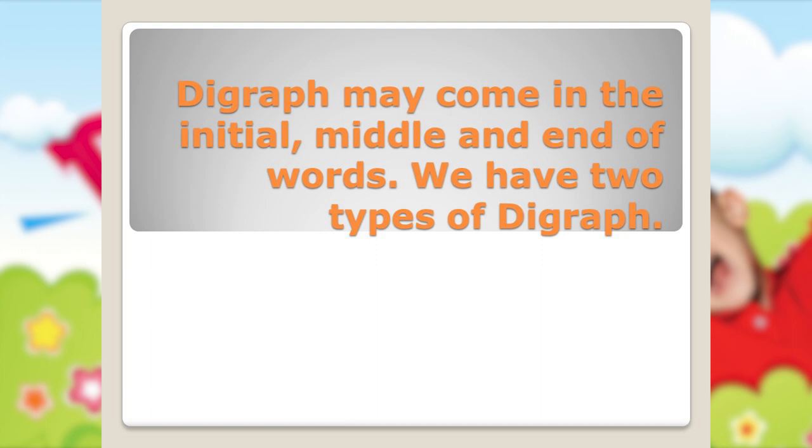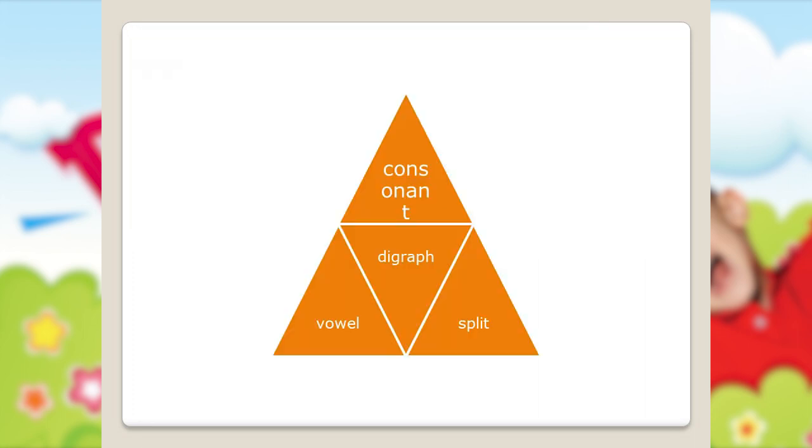You can also ask the question, where does the digraph come? Very good. Let me say where the digraph comes. A digraph may come in the initial, middle and end of words. We have three types of digraphs. And what are they? Vowel digraph, consonant digraph and split digraph.